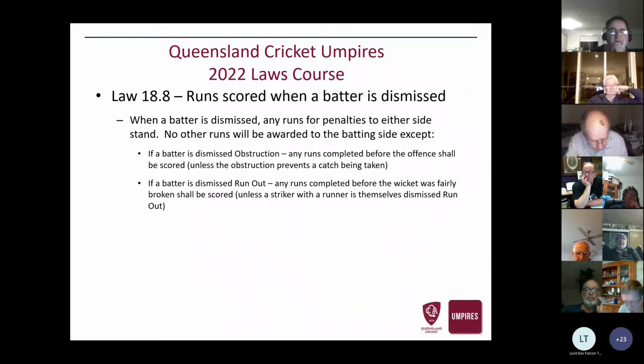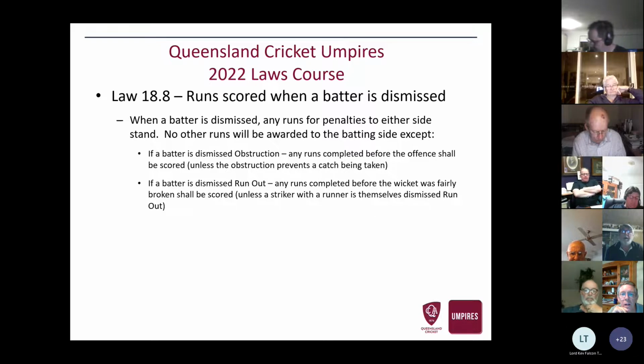Runs scored for when a batter is dismissed. Obviously, any runs for penalties when a batter is dismissed apply to either side, irrespective of the dismissal. However, no other runs will be awarded to the batting side except for when a batter is dismissed via obstruction, in which case any runs completed before the offence will be scored, unless the obstruction prevents a catch from being taken, in which case we'll get into that particular law next week.